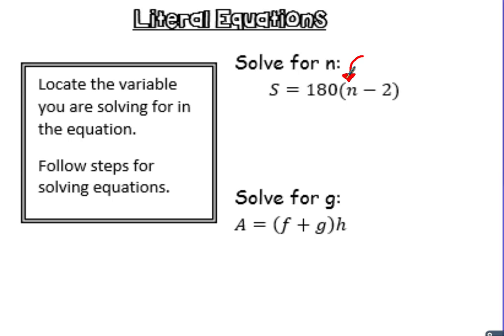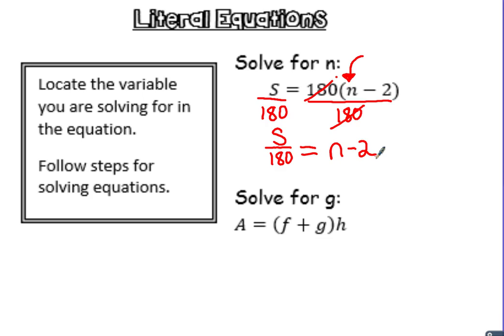Since I noticed that 180 is being multiplied, the way you undo multiplication is division. So I would divide first by 180. That leaves me with s divided by 180 equals, remember your 180s cancel, n minus 2. I don't need my parentheses anymore. I'm still solving for n. But there's a minus 2, so I have to add 2 to both sides. So my final answer would be n equals s divided by 180 plus 2.